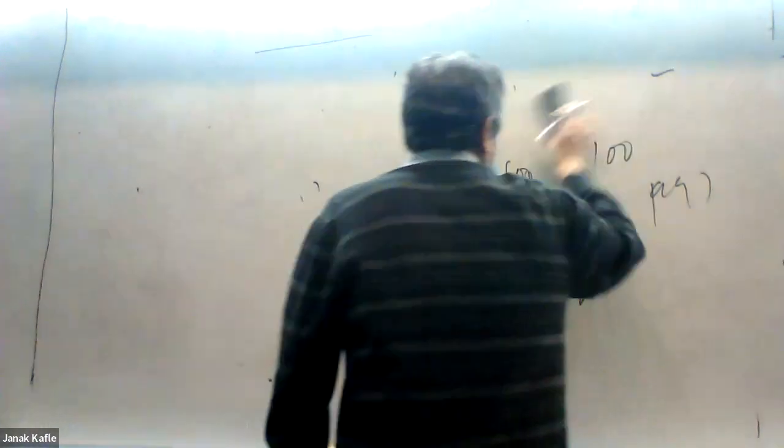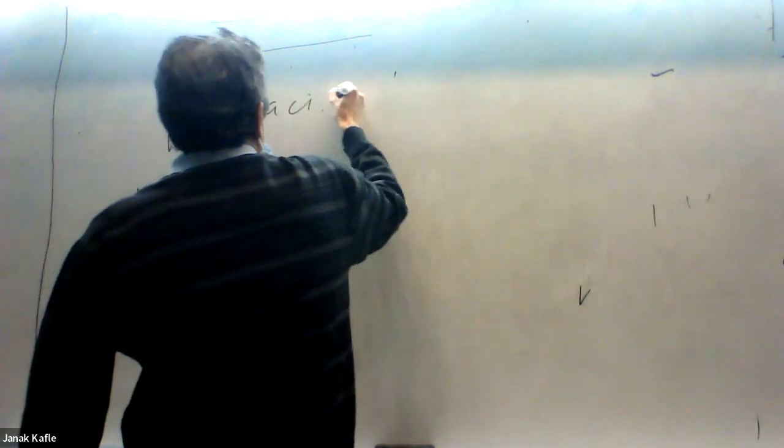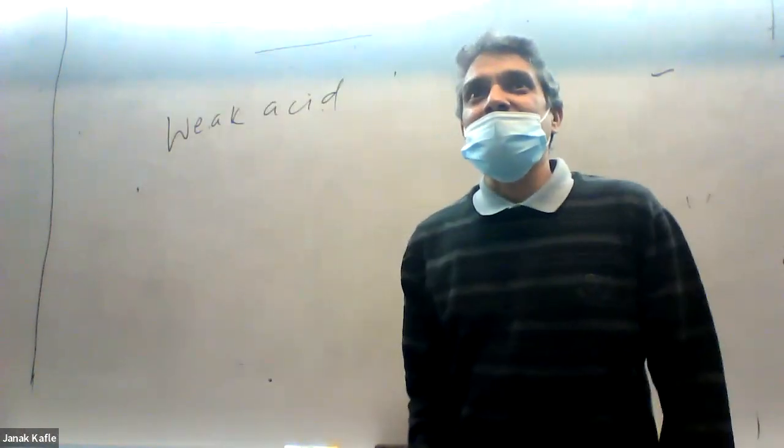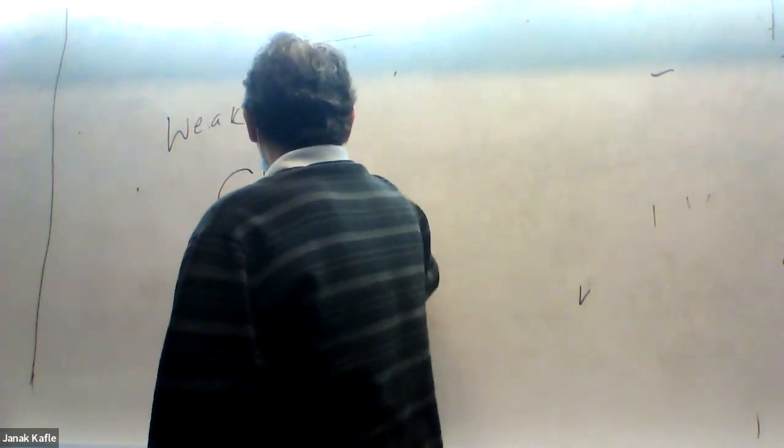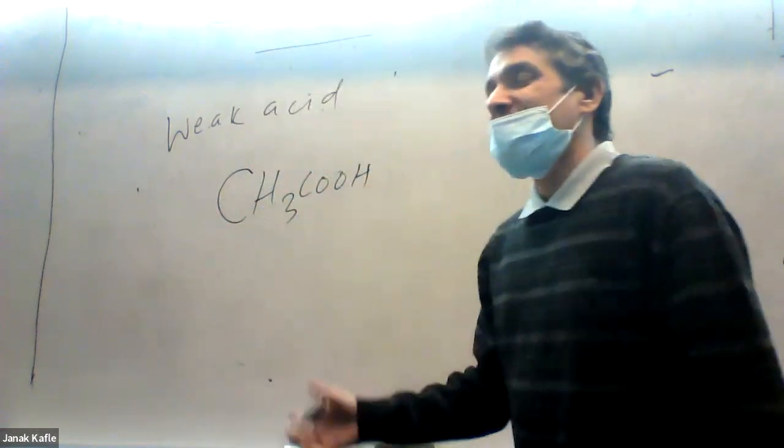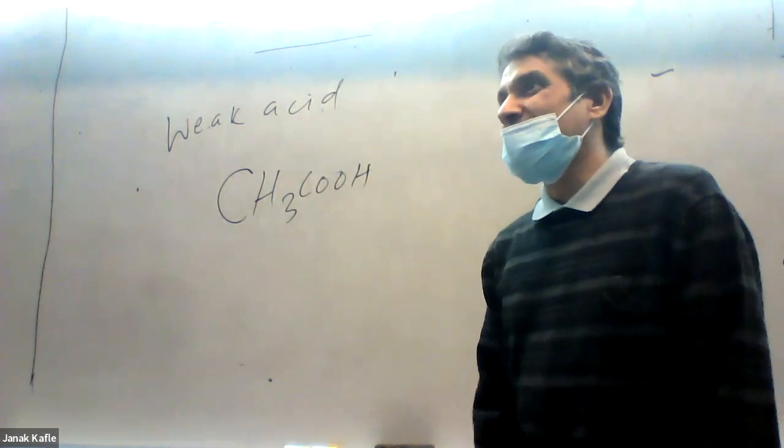Now let's talk about the weak acid and weak base. Now I'm going to talk about the weak acid. Weak acid. So weak electrolyte. You already know about this weak electrolyte. Let's talk about this one, CH3COOH. So this is vinegar, acetic acid, we talked about in the weak electrolyte, right?